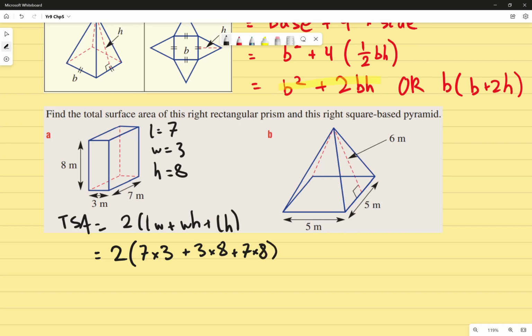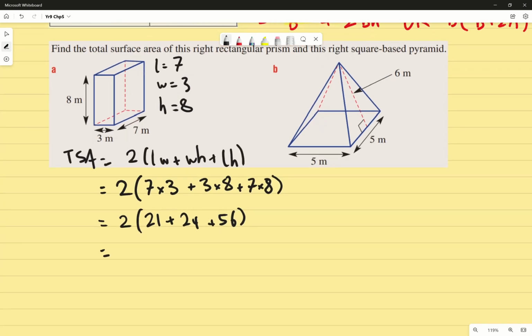And you notice that no multiplication should be the same. If it is the same, so for example, you've got all different numbers, but then you've got 3 times 7 and 7 times 3, you've done something wrong. 7 times 3 is 21, plus 3 times 8 is 24, plus 7 times 8 is 56. 21 plus 24 is 45, plus 56, which gives us 2 times 101. That's correct, which gives us an answer of 202.